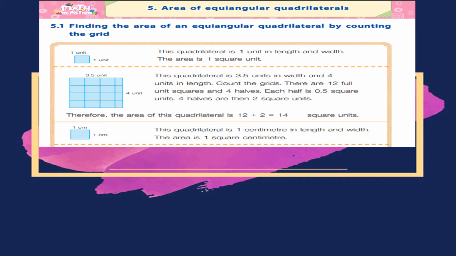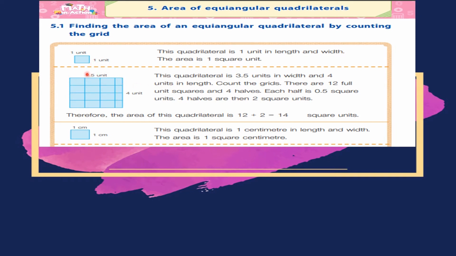Okay, now we are going to study the area of equiangular quadrilaterals. In finding the area of an equiangular quadrilateral by counting the grid, you see this example. This is an equiangular quadrilateral, that is 1 unit, and this is 1 unit. This quadrilateral is 1 unit in length and width, and the area is 1 square unit. This is the length and this is the width, 1 unit, and this area is equal to 1 square unit.